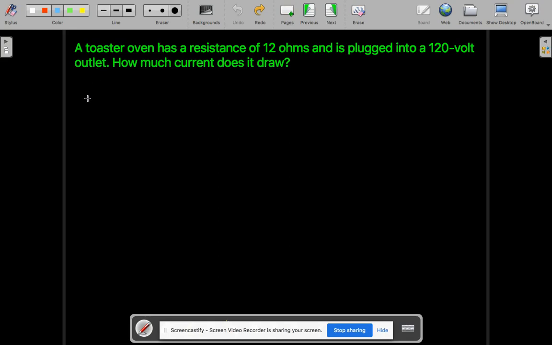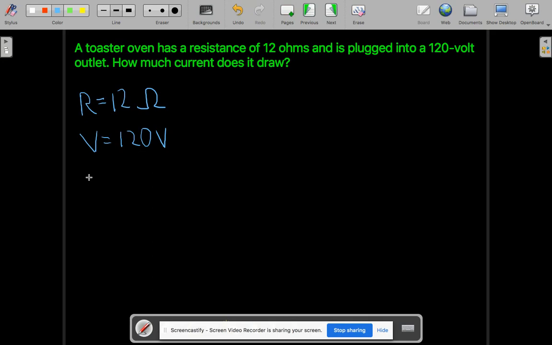So the toaster oven has a resistance of 12 ohms and is plugged into a 120 volt outlet. How much current does it draw? The resistance R is equal to 12 ohms. Ohms looks like a little horseshoe symbol, that's the symbol for an ohm. And then you have voltage, which is 120 volts, the standard in the United States for any regular outlet in your house.